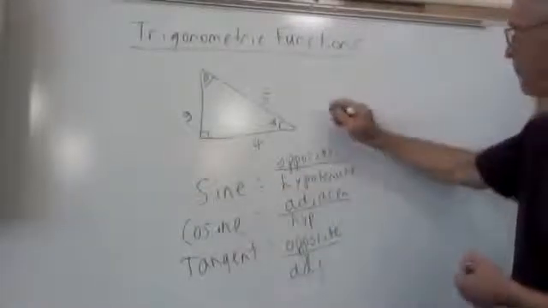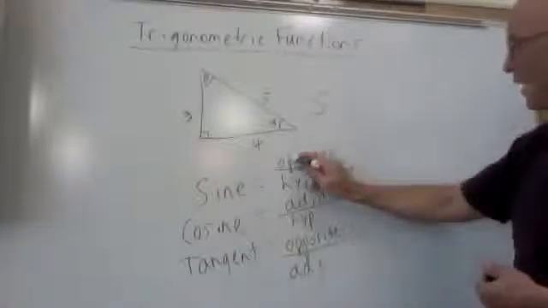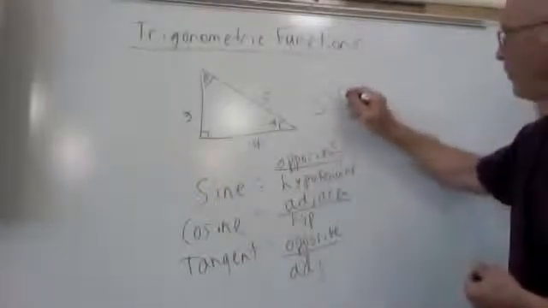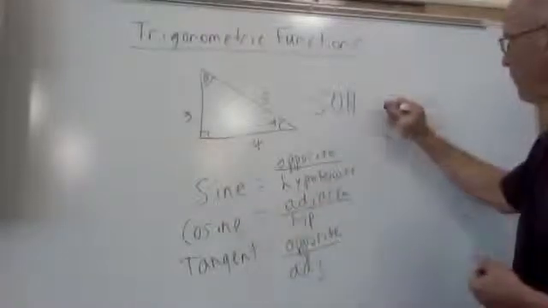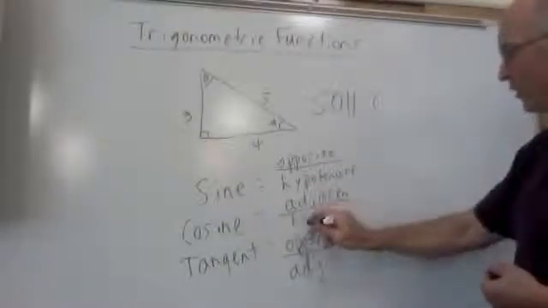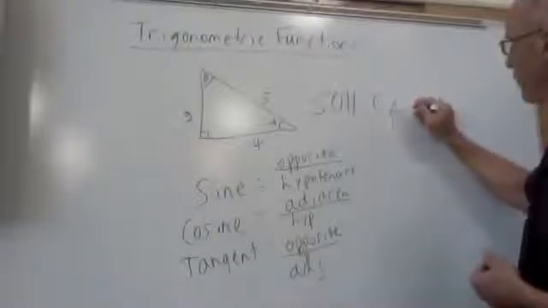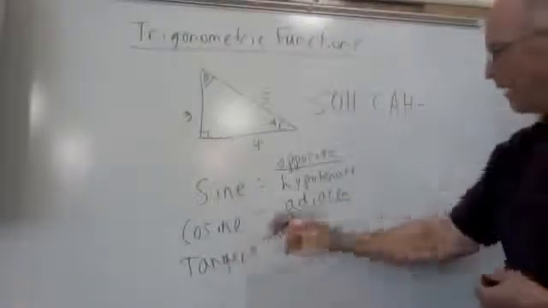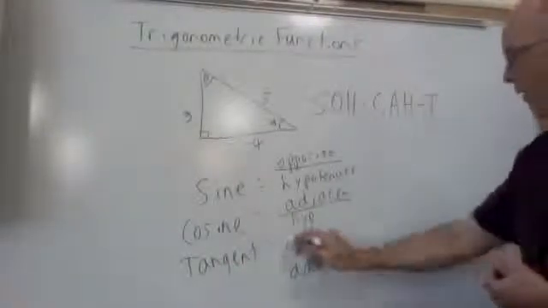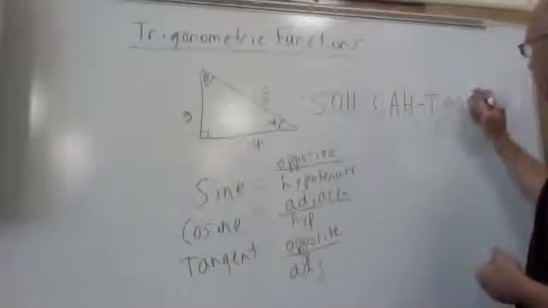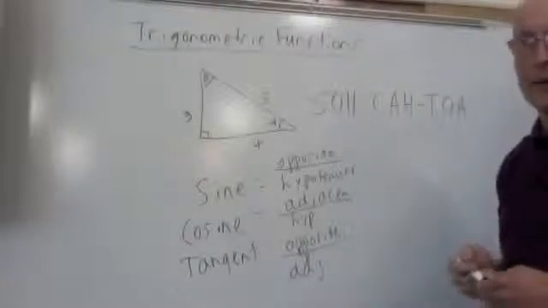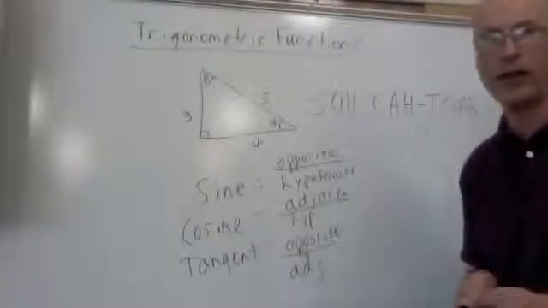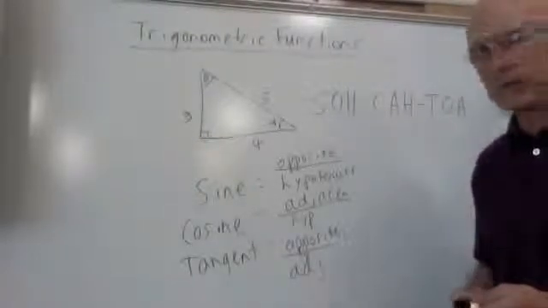Sine is the opposite over the hypotenuse. Cosine is adjacent over the hypotenuse. Tangent is opposite over adjacent. SOHCAHTOA. Yep, I told you, corny, but it might help you remember it.